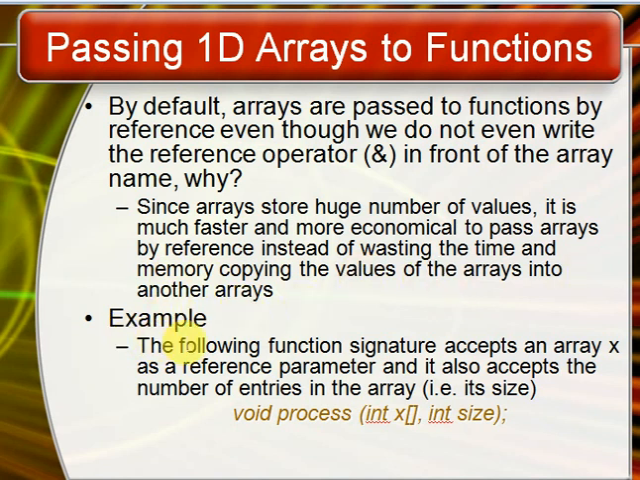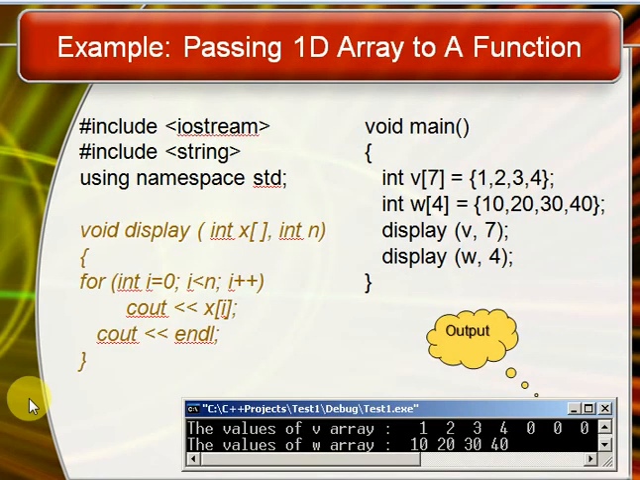For example, the following function signature accepts an array x as a reference parameter, and it also accepts the number of entries in the array, that is the size of the array. Void return type means no return value. Process is the name of the user defined function. A reference of the array will be passed, and its size. It's an example of passing a 1D array to a function.